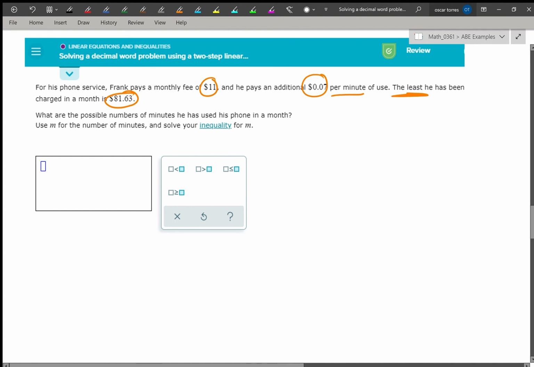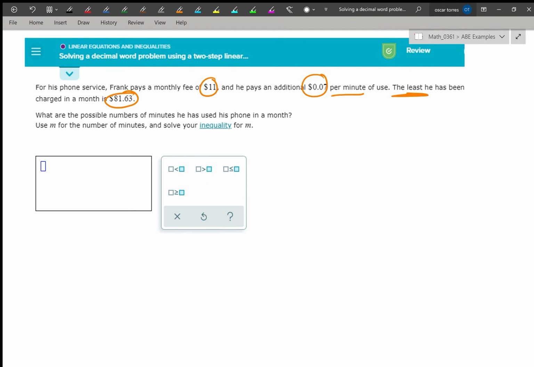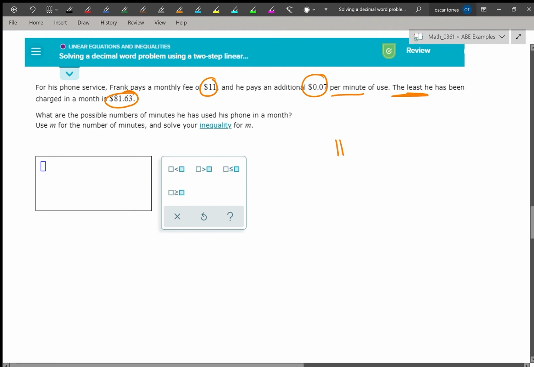So we need to set up our inequality. We know Frank pays a monthly bill of $11, so we're going to write 11, and he pays an additional. So we're going to add this by 0.07 per minute. That means we need to multiply this 0.07 by the number of minutes. If we look back at this problem, they tell us to use M to represent the number of minutes. So we're going to multiply this by M. We know we're comparing this to $81.63. And the question is, what inequality sign do we use?